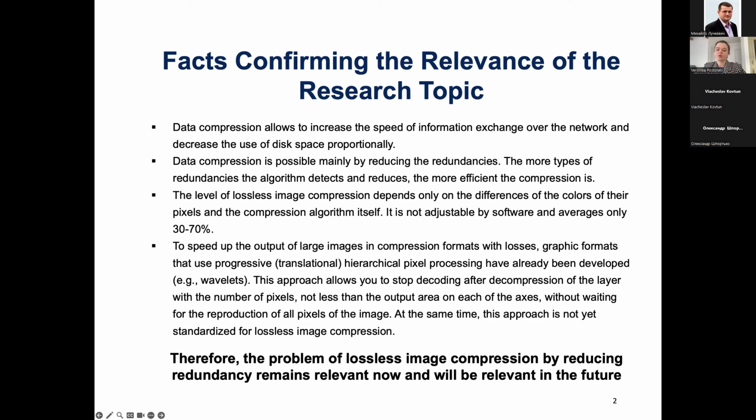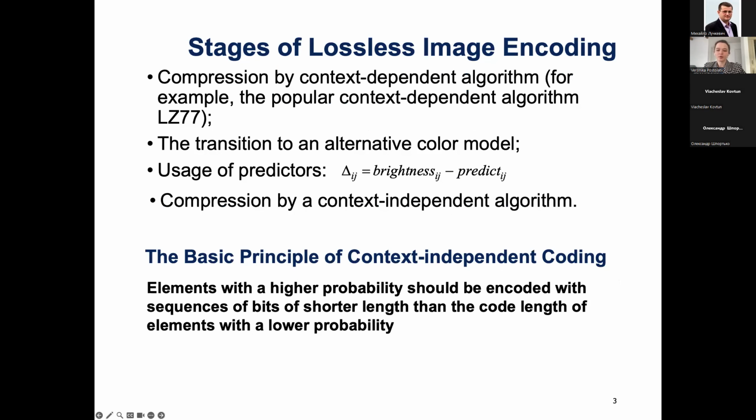Therefore, in the era of information civilization, when most of information is stored electronically, the problem of lossless image compression by reducing redundancy remains relevant now and will be relevant in the future. As it is known, any data compression is possible precisely due to the reduction or elimination of redundancies. Three main types of redundancies are distinguished in images: visual, inter-element or spatial, and coding, revealed when using codes of the same length for items with different probabilities.